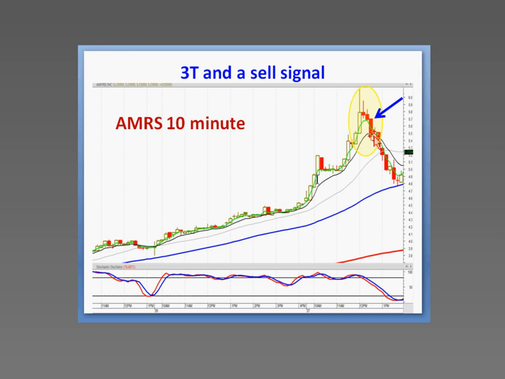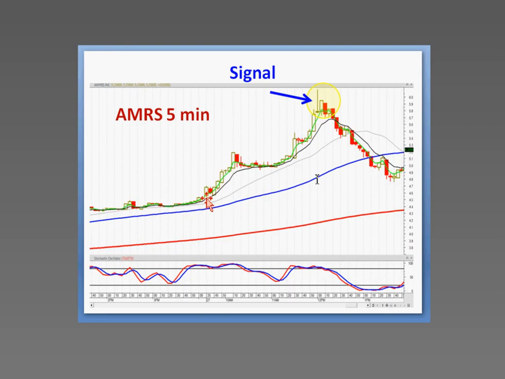What's the worst case scenario? It comes down, hits the 10-minute chart and heads back up, or trades down here and starts trading back up. I can always buy back in. If I want to be a little bit more nimble, when I see the 10-minute chart starting to turn over, I watch my 5-minute chart.